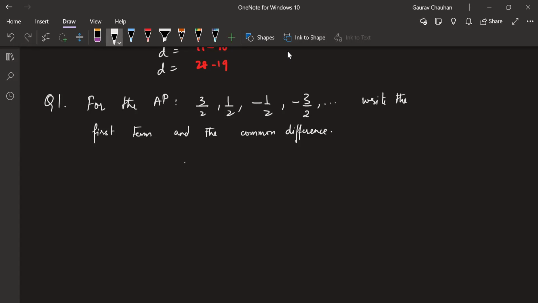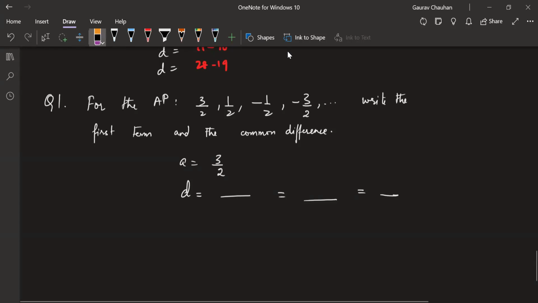So A is equal to 3 by 2. How will you find D? First, write one thing here, then do the calculation, and then find the final answer. Send me the final answer. This is an important thing because this AP is going towards the negative side. So it's important we still stick to our definition of D. Note very carefully what the common difference is here. Send me the answer privately.